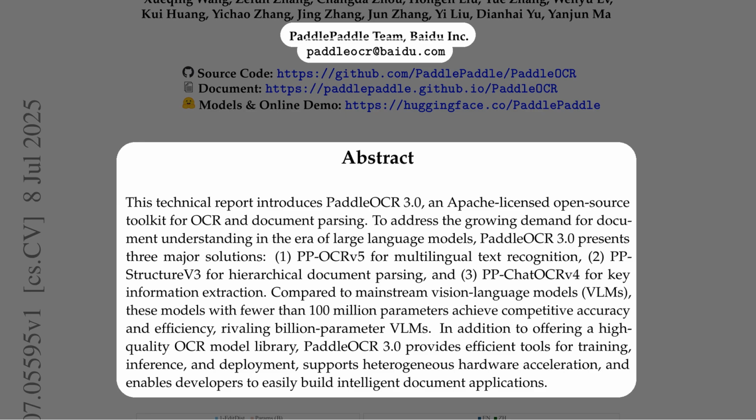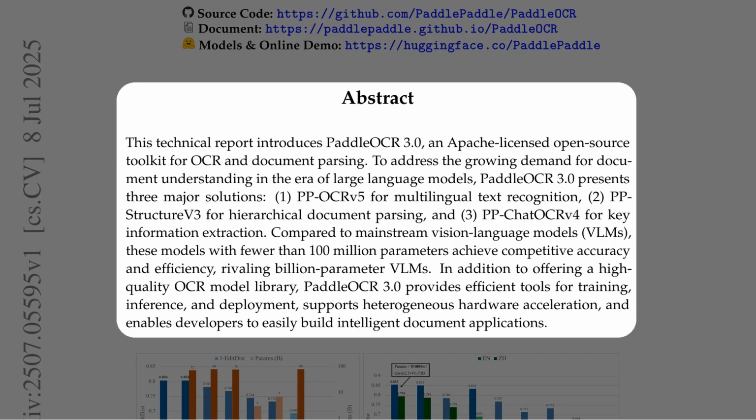Abstract. This technical report introduces PaddleOCR 3.0, an Apache-licensed open-source toolkit for OCR and document parsing. To address the growing demand for document understanding in the era of large language models, PaddleOCR 3.0 presents three major solutions: 1. PP-OCRv5 for multilingual text recognition, 2. PP-StructureV3 for hierarchical document parsing, and 3. PP-ChatOCRv4 for key information extraction.